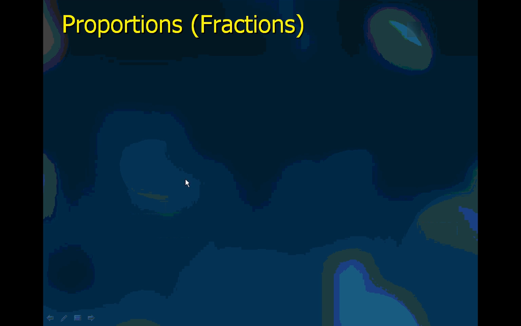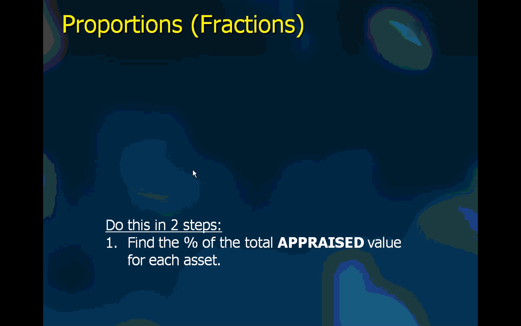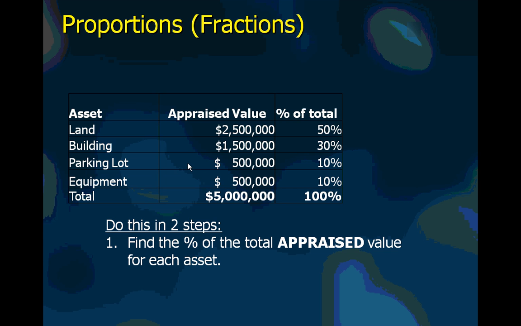Okay, the IRS code said you got to use fractions, same thing as proportions. So we're going to do this in 2 steps. First, let's find the percent of the total appraised value for each asset class, line item by line item. So let's do that. Here's where a spreadsheet comes in handy, and I just copied this from an Excel spreadsheet. The land was appraised at 2.5 mil, building at 1.5, parking lot half mil for the equipment as well. These add up to 5 million.